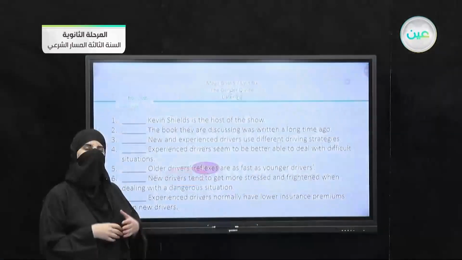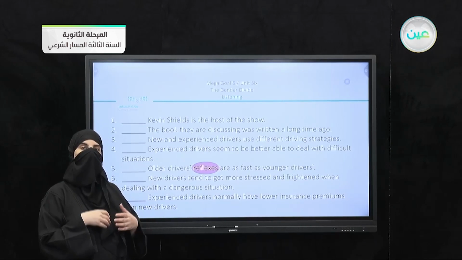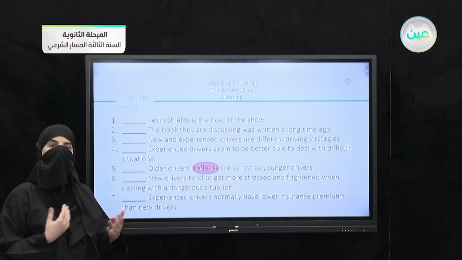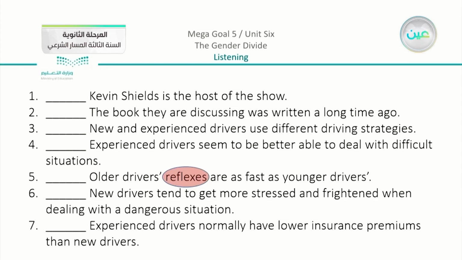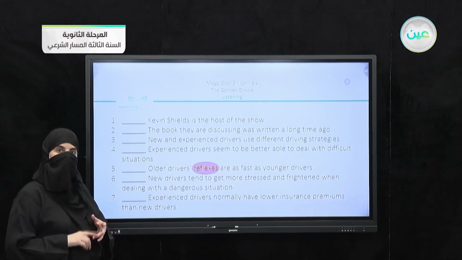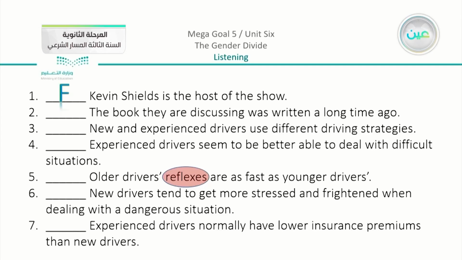Now going back to our statements that we have here in the book, we have the sentences. We are going to decide which one is true and which one is false. We have, based on what we heard, the conversation or the interview between the two people. First, Kevin Shields is the host of the show. So did you notice or listen to the introduction when we have the mentioning of the names here? Now we have actually Kevin and Ken. So when we have the first part, we can see that the first one is false. Why? Because the person is Ken Larder. He is the host of the show.